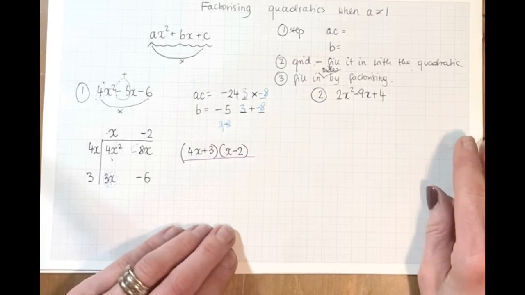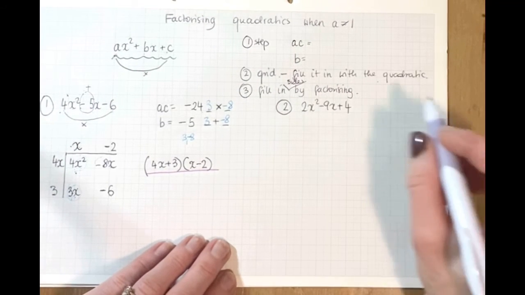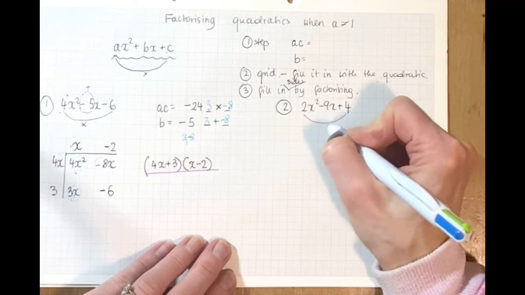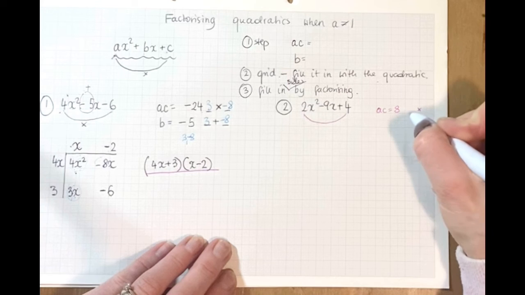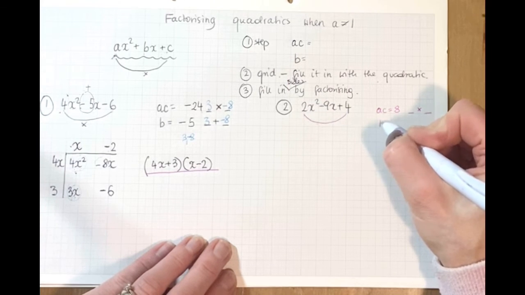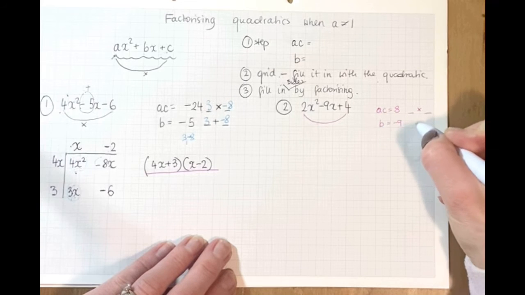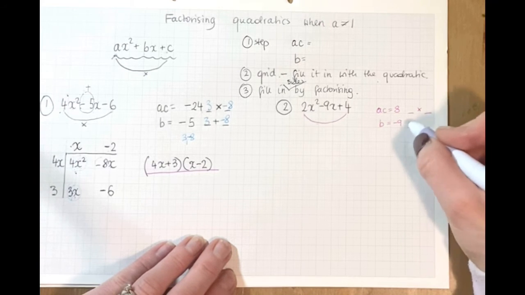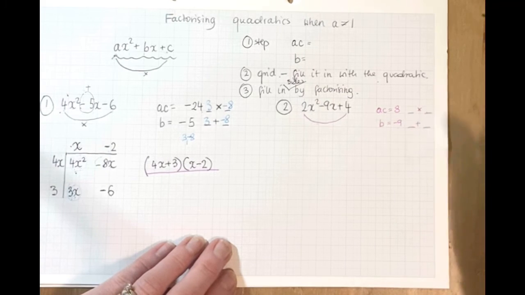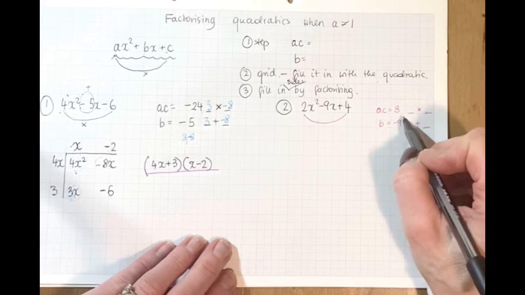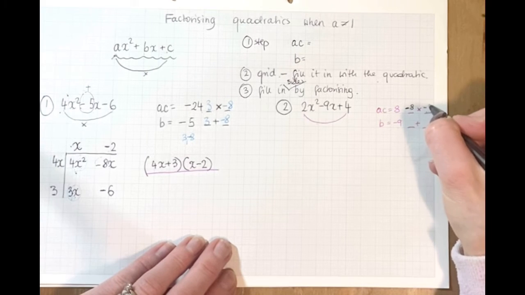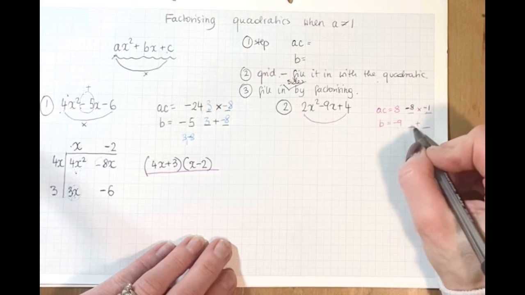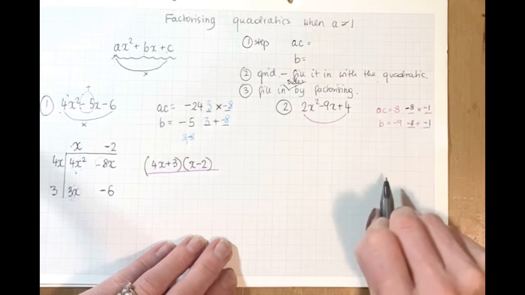So let's have a go at the second example. Remember, the first step is to multiply a by c. So ac is equal to 8. That represents the product. Then b is minus 9. That will represent the sum. So you need to think: two numbers that multiply together to give me 8, and add together to give minus 9. Well, for those numbers to add together to minus 9, they must both be negative. So it's very easy, minus 8 and minus 1 this time. When you add minus 8 to minus 1, you'll get minus 9.